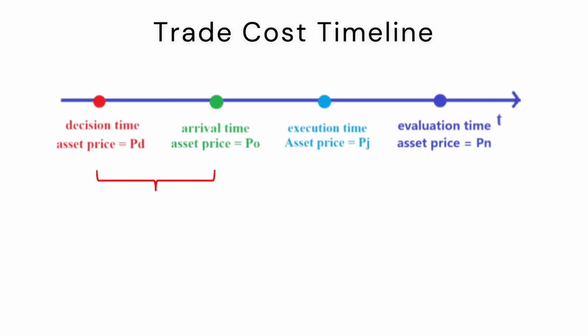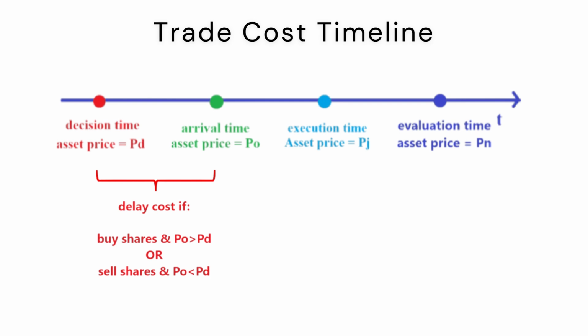The first cost incurred is the delay cost. This cost happens when a portfolio manager wants to buy some shares, and the share price has increased before the trader could send the order to the market. This means that it will now cost more for the manager to buy the same amount of shares. This increase in price between the arrival price and the decision price is a cost to the manager.